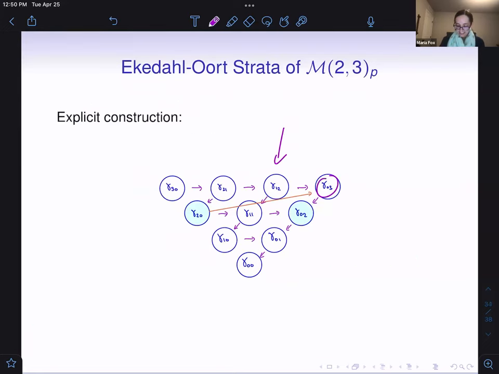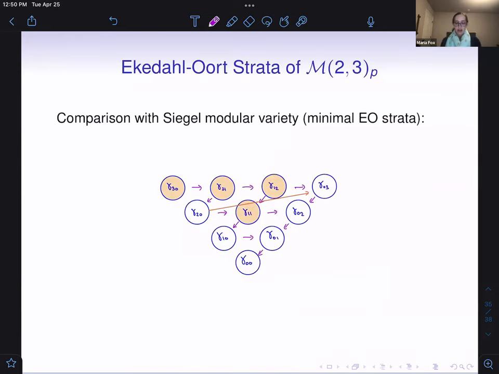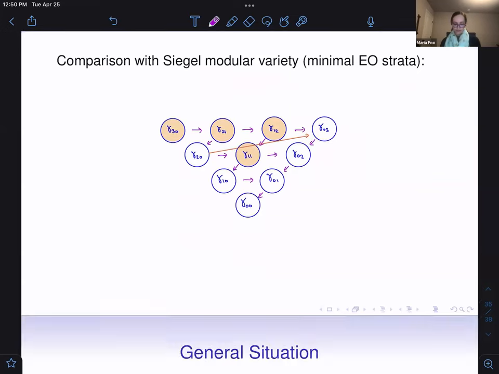For the final two strata, say this one, we construct these points by explicit construction. We use p-adic Dieudonné theory to write down an abelian variety by first writing down its p-adic Dieudonné module, to explicitly construct a point inside the supersingular locus that also is inside this ectoloid stratum. So we explicitly construct in these two remaining strata. And then finally, we rule out the other ones again by comparison to the Siegel modular variety.